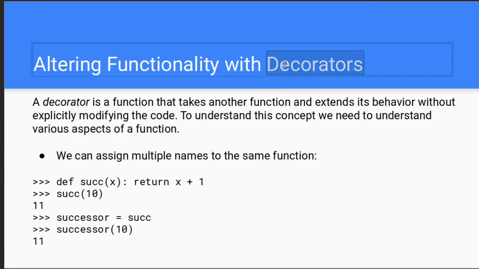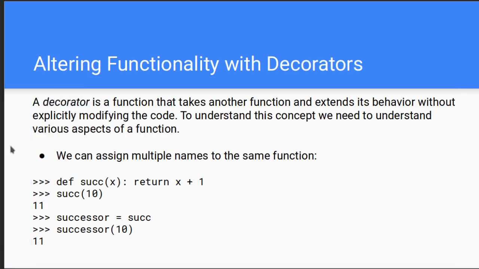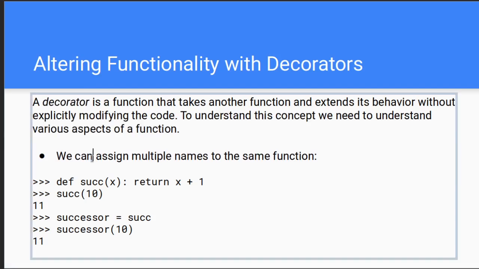Decorators. Altering functionality with decorators. A decorator is a function that takes another function and extends its behavior without explicitly modifying the code. So let's talk about some aspects of a function. First, we can assign multiple names to the same function. So here's a definition of a function. Let's have a look at that.